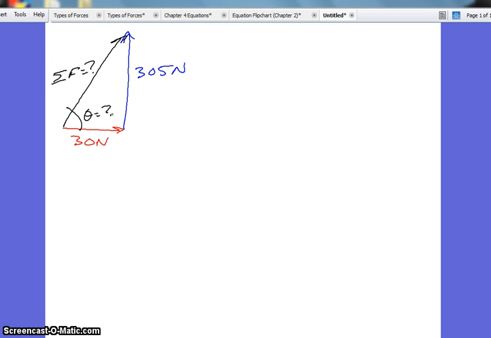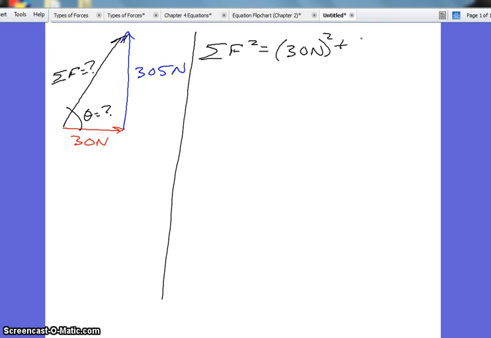Well, to find the hypotenuse, if you know two sides, we're going to use the Pythagorean theorem. So that says that the total force squared, so our hypotenuse squared, is equal to 30 newtons squared plus 305 newtons squared. So we square the sides and add them together, and that's equal to the square of the hypotenuse. We get that our total force overall is 306.5. And units would be newtons. If one side is newtons, they must all be newtons.